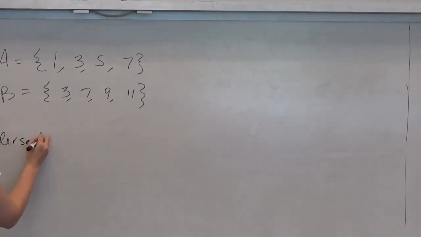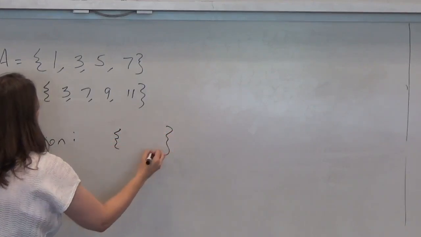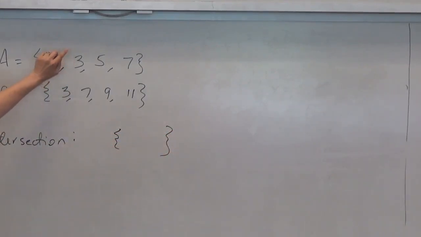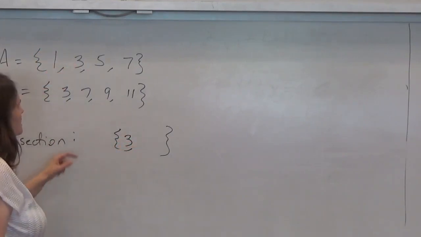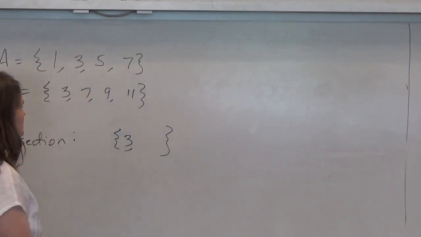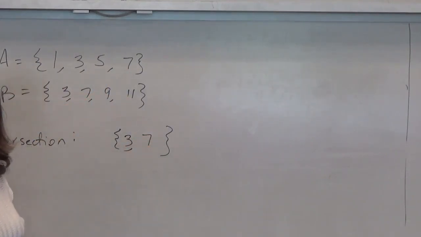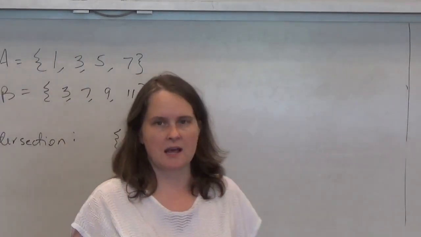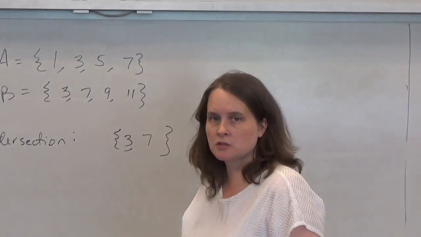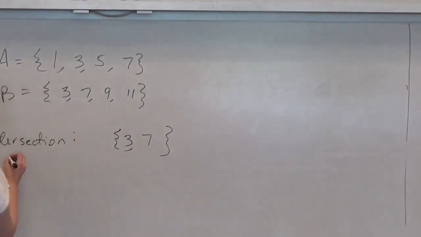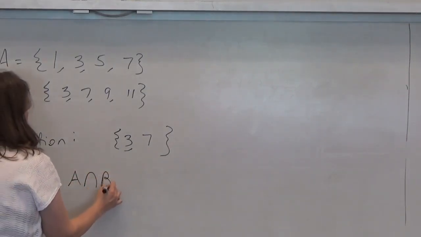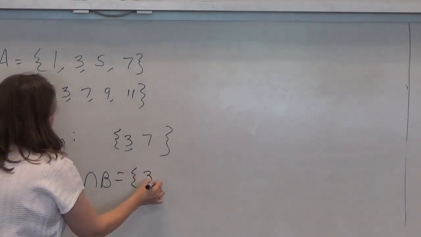What goes into the intersection? Well, I can put 3, which appears in set A and in set B, so I can include 3. And the element 7 appears in both sets. So 3 and 7 would be the intersection of set A and B. There is notation that goes along with this as well. Intersection is denoted with an upside down horseshoe. So we can say A intersect B equals the set with elements 3, 7.